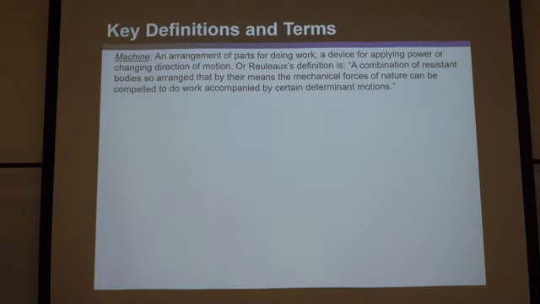First of all, what is a machine? Well, a machine is an arrangement of parts for doing work. A device for applying power or changing direction of motion. Okay, and first of all, I just want you to note the emphasis on work, which is things like force and power and these sorts of things. Okay, when we define mechanisms, you'll see there's a little bit more focus on motion and motion paths and these sorts of things. So slight little nuances in the definitions.